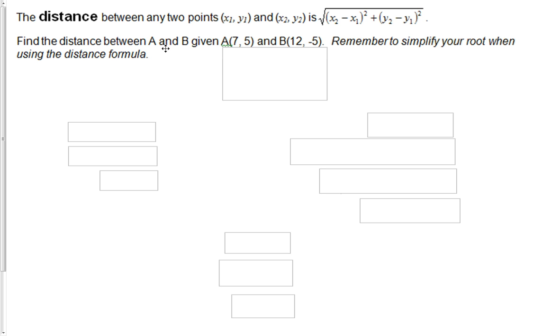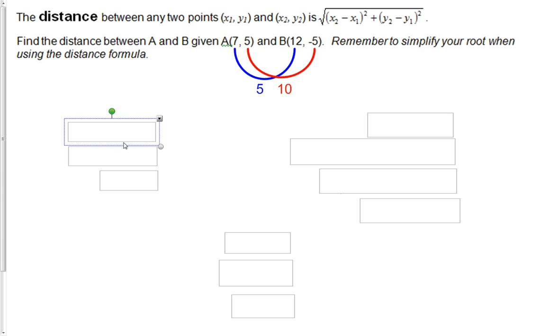Find the distance between a and b, given that a is the point 7, 5, and b is the point 12, negative 5. When we're done, we need to make sure that we simplify our root. So I went ahead and found how far apart each of the x values were and how far apart each of the y values were. 7 and 12 are 5 units apart. 5 and negative 5 are 10 units apart. So I just drew a little line between them.